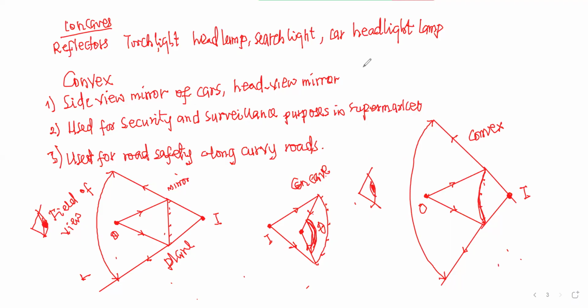So please, in the concave mirror, for the angle theta, what does theta represent? In the concave mirror. Theta represents the angle of view, or the field of view. Okay, sir. Please, thank you.